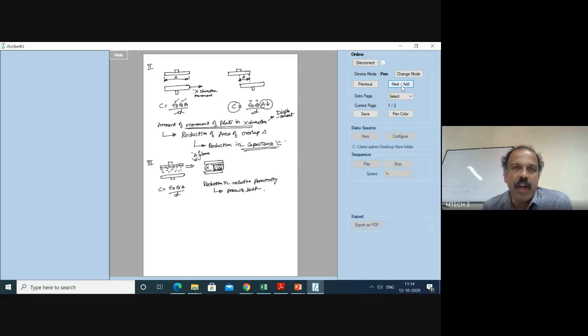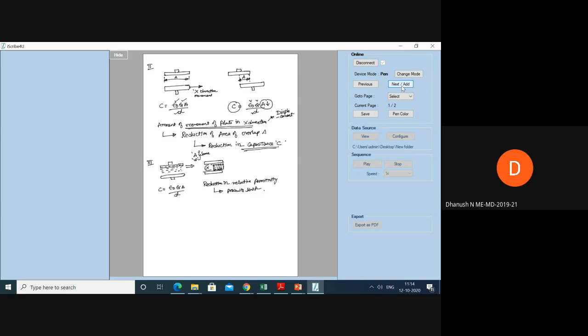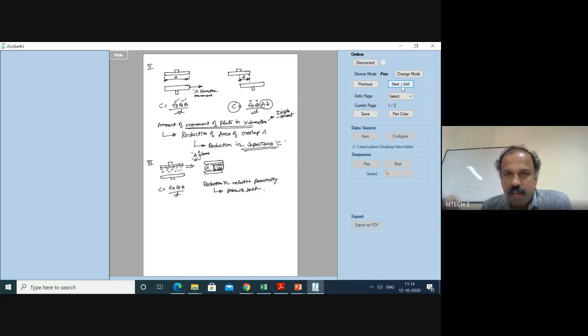In the second one, I have moved one of the plates in the horizontal direction. Depending upon how much you have moved, your value of capacitance changes. So by observing the value of capacitance, you will know the amount by which the plate has moved. Are you understanding clearly now? Yes, sir. In the third case, what have I moved now? Have I moved the plate in the y direction?